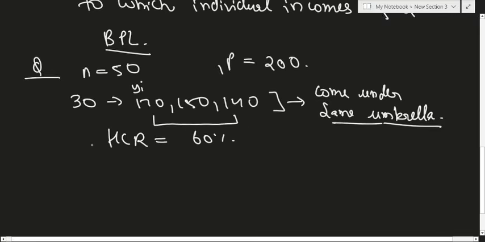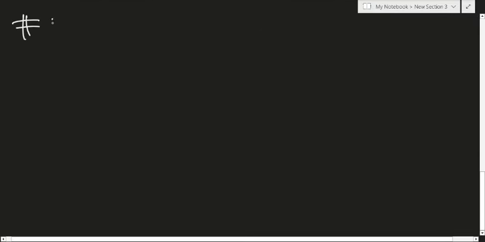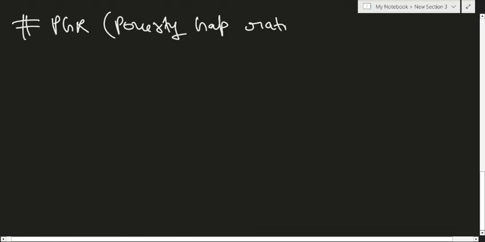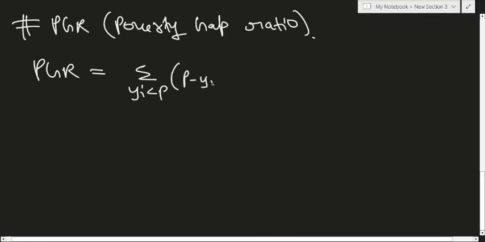Okay, now the next ratio that we have is PGR, or poverty gap ratio. Now for PGR, the formula is the summation, such that yi is less than the poverty line, of the deviations from the poverty line of those people who are below the poverty line, divided by m into n, the total income.